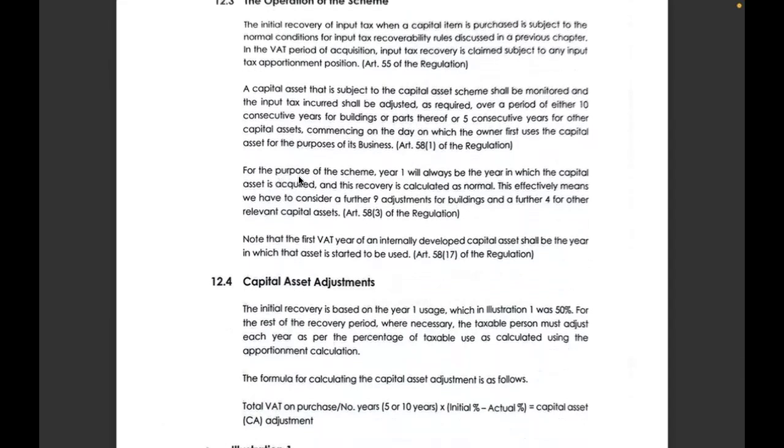For the purpose of the scheme, year one will always be the year in which the capital asset is acquired, and this recovery is calculated as normal. This effectively means we have to consider a further 9 adjustments for buildings and a further 4 adjustments for any other relevant capital assets. This is still Article 58 of the regulation.